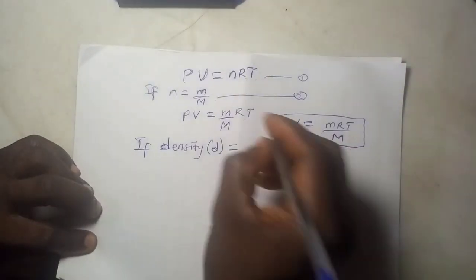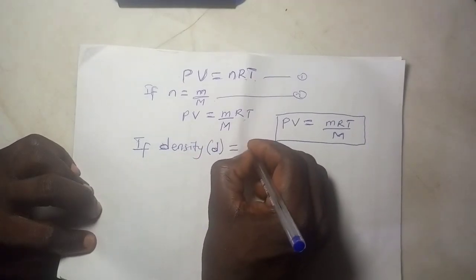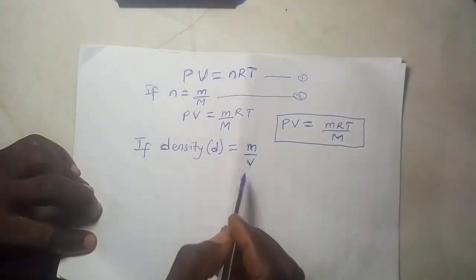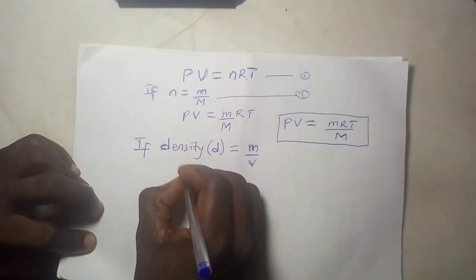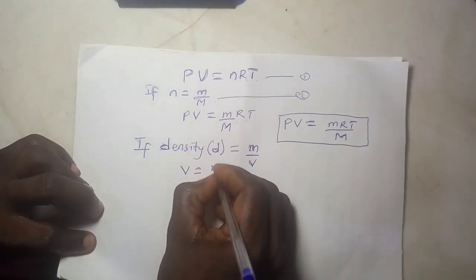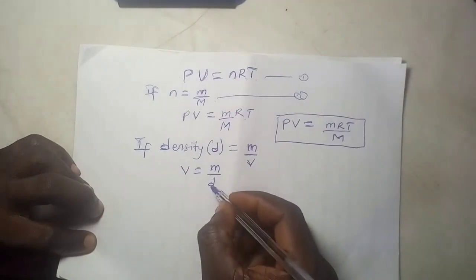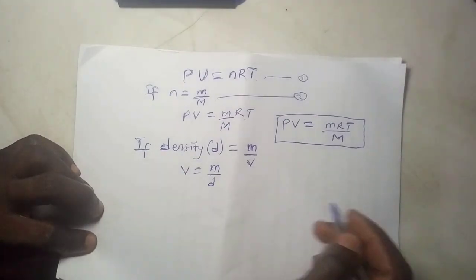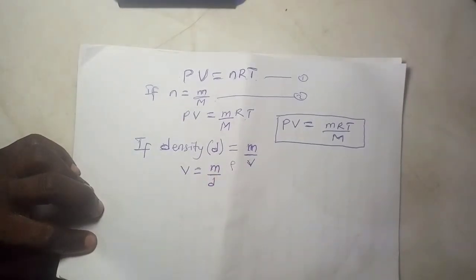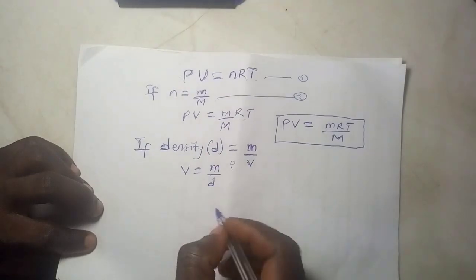If you have density equals mass over volume, and here you have volume, and we want to make volume the subject of the formula, our volume will become what now? Mass over density. Do you understand? You can use anything to represent density, maybe rho in Greek letter, but I want to use this for easy comprehension for those who are learning.